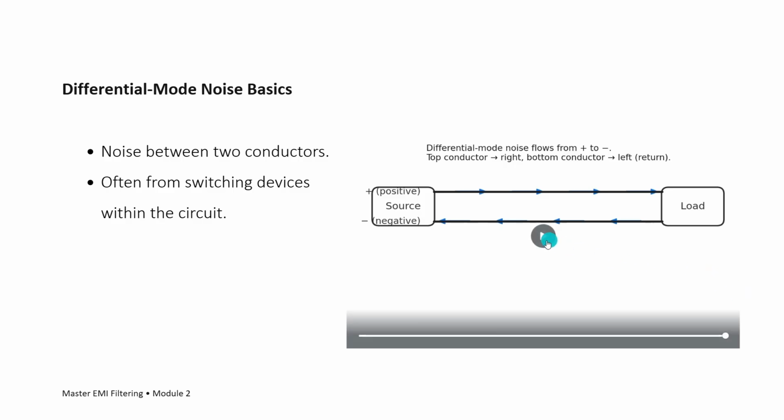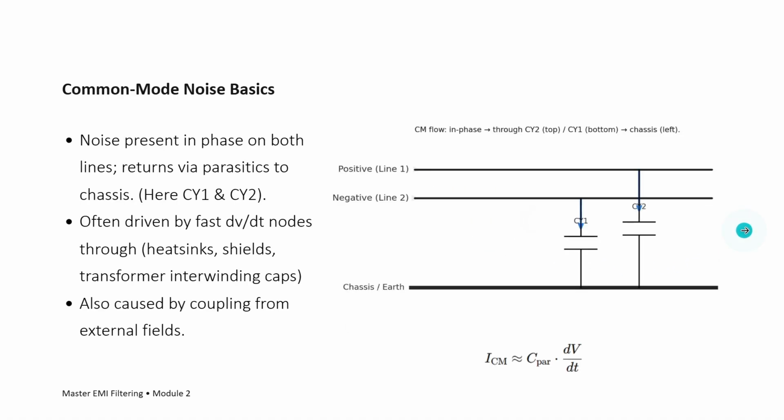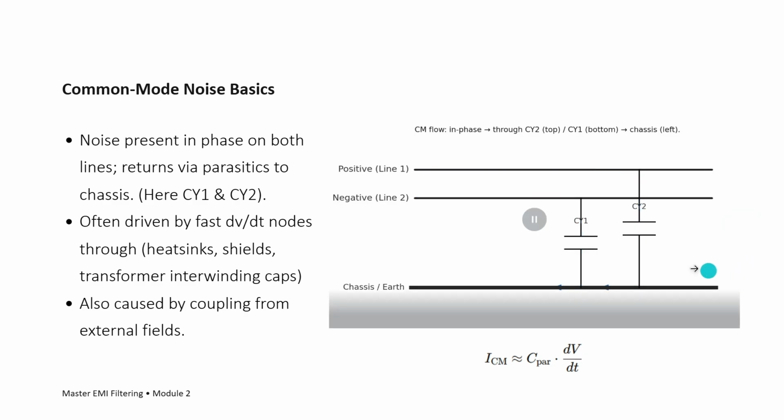If we look at the animation here on the right side, we can see how the differential mode noise flows from the positive source to the negative source, like this. Common mode noise, on the other hand, is noise that flows in phase on both lines together through parasitic capacitance to chassis, just like we see in the animation here.